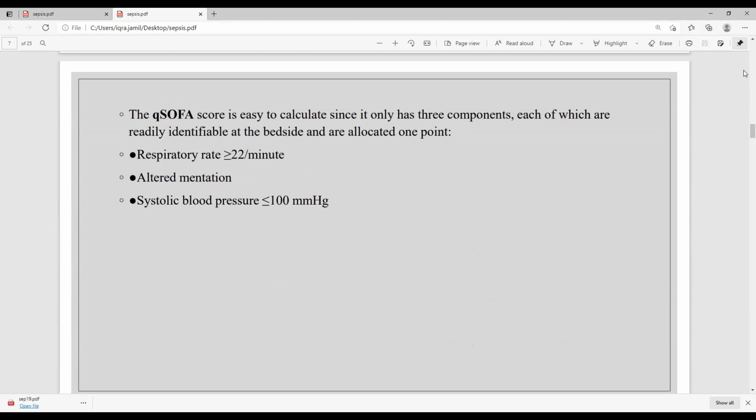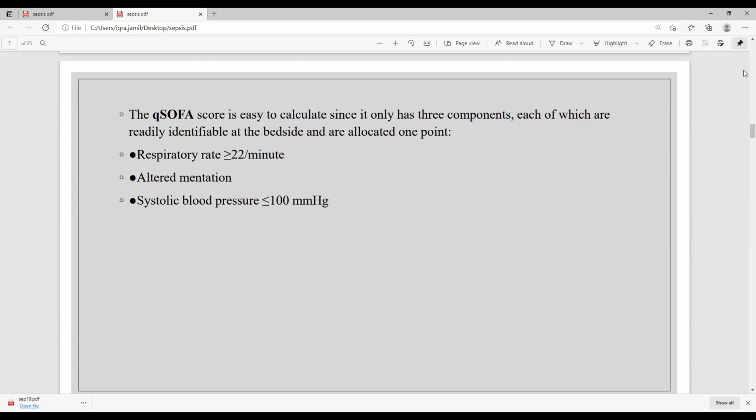Now qSOFA is also a component of the 2016 definition of sepsis. It is called quick sequential organ failure assessment. It is very easy to calculate since it only has 3 components, each of which is readily identifiable at the bedside. Number one, respiratory rate is 22 or more. Altered mentation, meaning patient GCS is less than 15. And systolic blood pressure 100 or less.